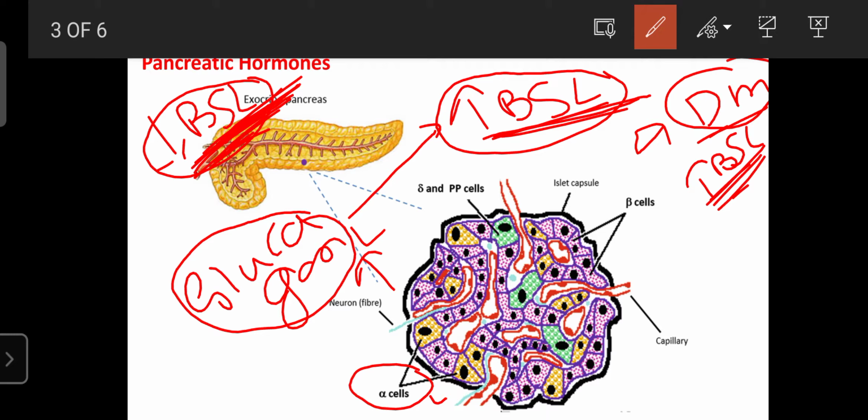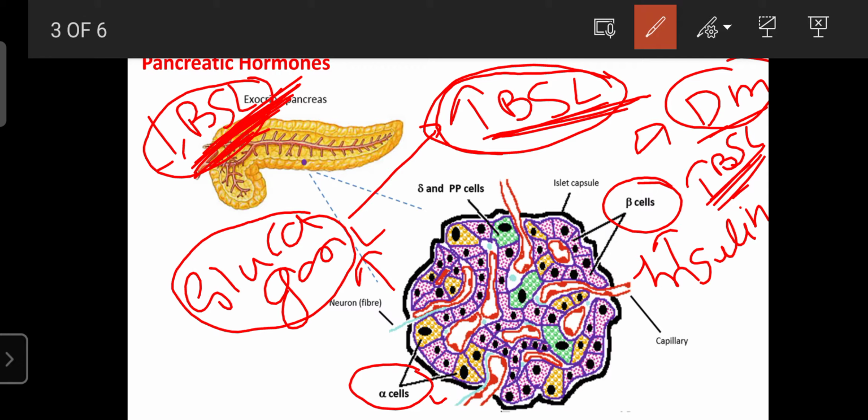The islets of the pancreatic gland also consist of another cell known as beta cells. Beta cells secrete the hormone known as insulin. Insulin is released when the blood sugar level increases more than normal. When that increased blood sugar level visits the beta cell, it alters the polarization.